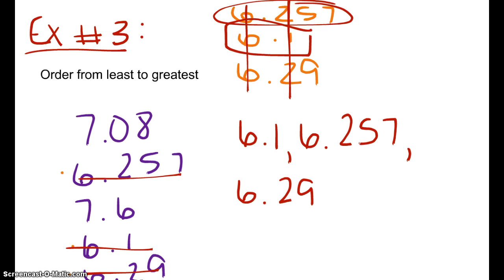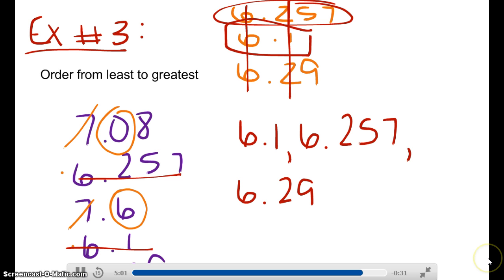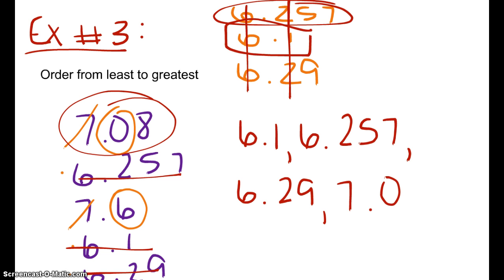The 7 tells me nothing, so I can cross that off. Look in my 10th place. I have a 0 and I have a 6. 0 is smallest, so that has to be my next smallest number. 7 and 8 hundredths. And that leaves me with my greatest number, which is 7 and 6 tenths.